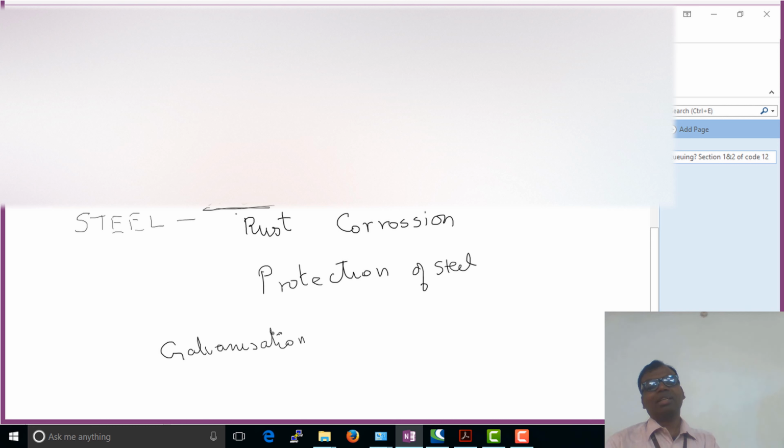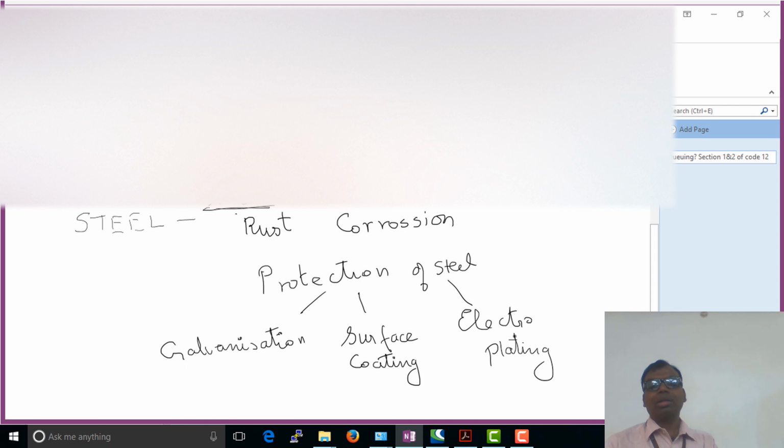Then I'm just going to call painting as surface coating. In fact, galvanization also can be called a surface coating. Probably you can make it into stainless steel, and then again you get a lot of protection, but that's very costly. So again, there's one more very important technique called, yeah, electroplating, or sorry, not electroplating, what is that? Sacrificial anode. The term is just slipping off my mind.